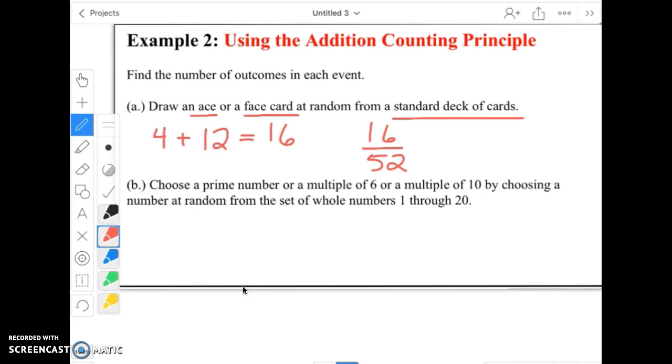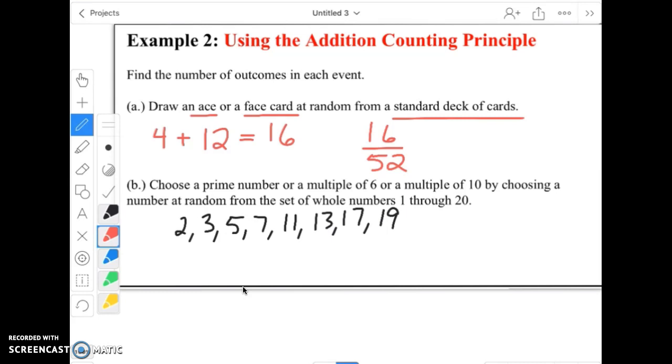Okay, and then that second one, choose a prime number or a multiple of 6 or a multiple of 10 by choosing a number at random from the set of whole numbers 1 through 20. So prime numbers, we would have 2, 3, 5, 7, 11, 13, 17, and then 19.